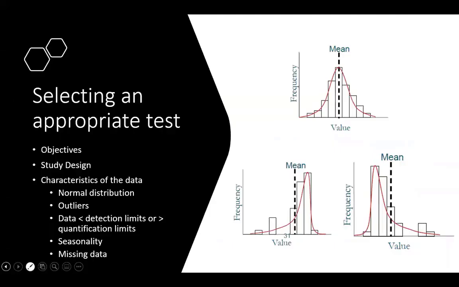So when you're looking at selecting the test, the first thing you need to do is determine whether or not your data is normally distributed or not. If it's not normally distributed, can you do a transformation that would allow it, in which case it would be normally distributed? Typically, that's an inverse or a log. Are there outliers? The other thing is, are there data that are below the detection limits or above the quantification limits?